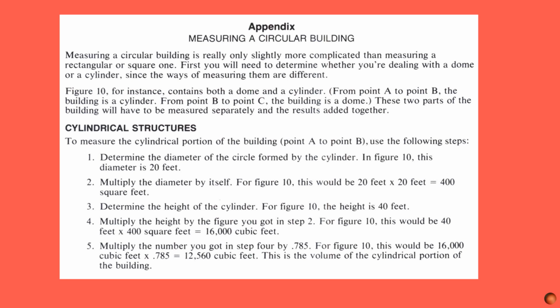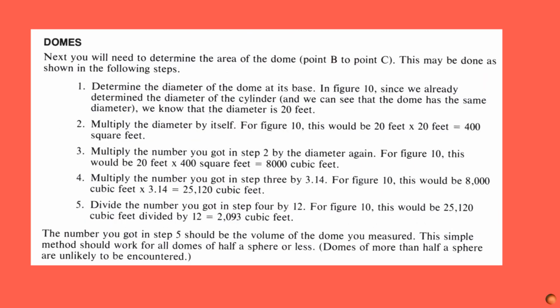5. Multiply the number you got in Step 4 by 0.785. For Figure 10, this would be 16,000 cubic feet times 0.785 equals 12,560 cubic feet. This is the volume of the cylindrical portion of the building. Domes. Next, you will need to determine the volume of the dome, point B to point C. This may be done as shown in the following steps.